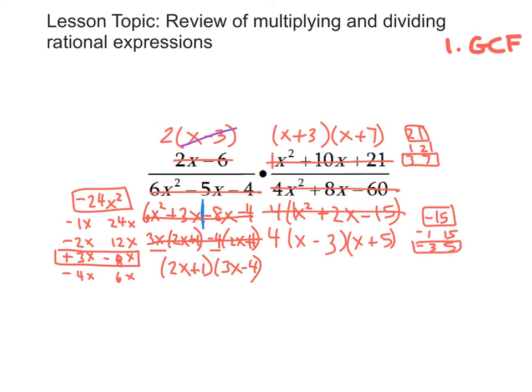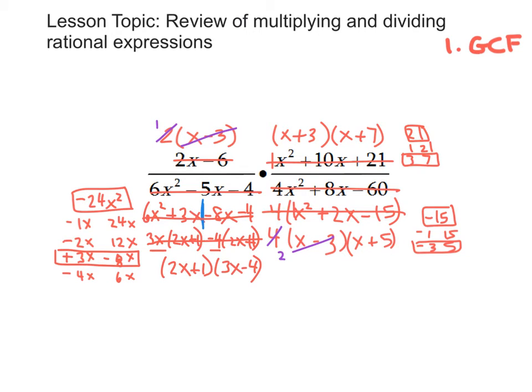So x minus 3 and x minus 3, and it looks to me like there's very little left to do. There's a 2 in the numerator and a 4 in the denominator. Remember, you can simplify that fraction. So 2 divided by 2 is 1, and 4 divided by 2 is 2.